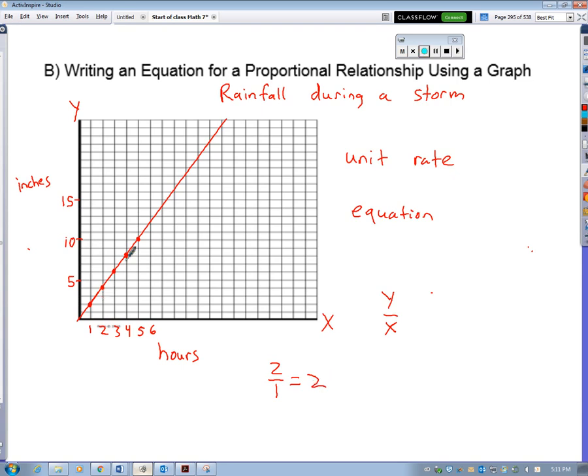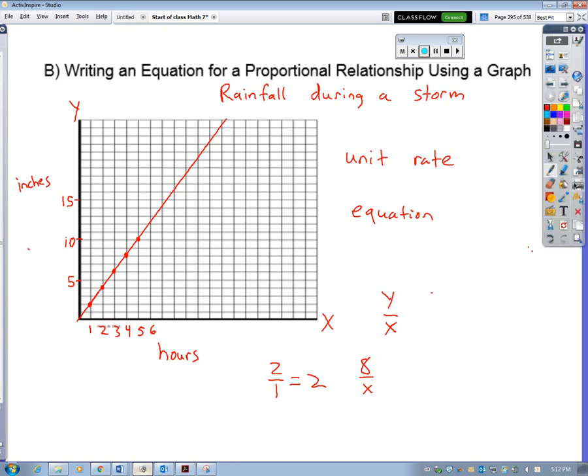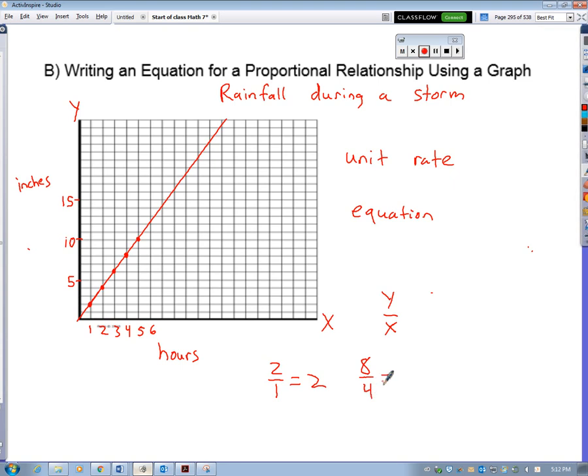And let's just check a couple of these others to see if they will also come out to 2. So let's take a look at this one right here. This one is at 4 and 8. Alright, so my y is 8, my x is 4, so y over x, so that would be y is 8 over 4 is my x. Again, we're looking at this point, 4 and 8. That comes out to 2.